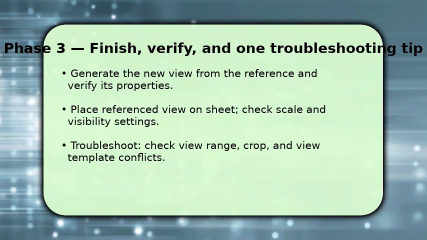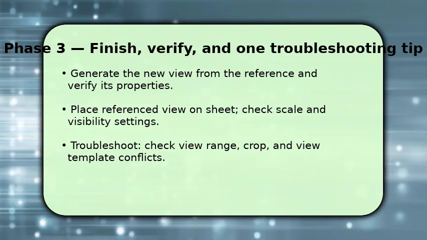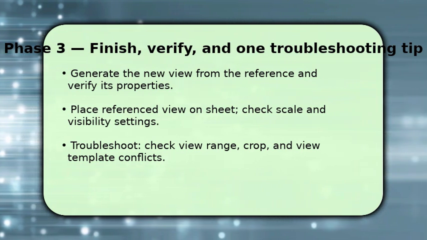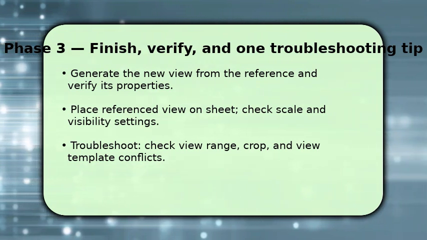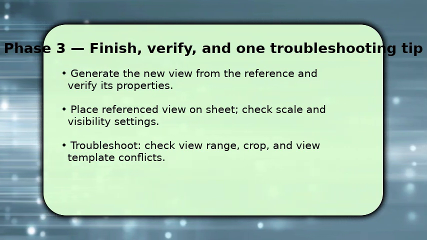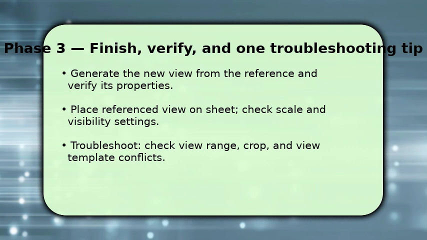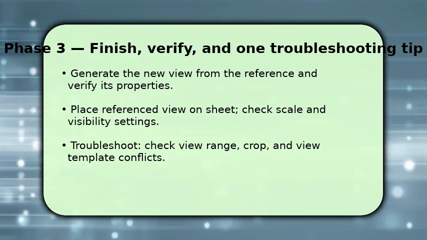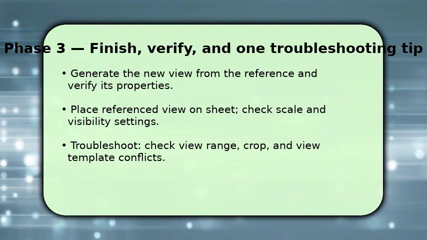Create the target view from the reference and immediately verify its properties so everything is correct. This establishes the dependent or callout view you just defined. Then place the referenced view onto the sheet, confirm scale, and review visibility settings to ensure annotations and categories show as intended. If details look off, inspect the view range, crop region, and any active view templates.